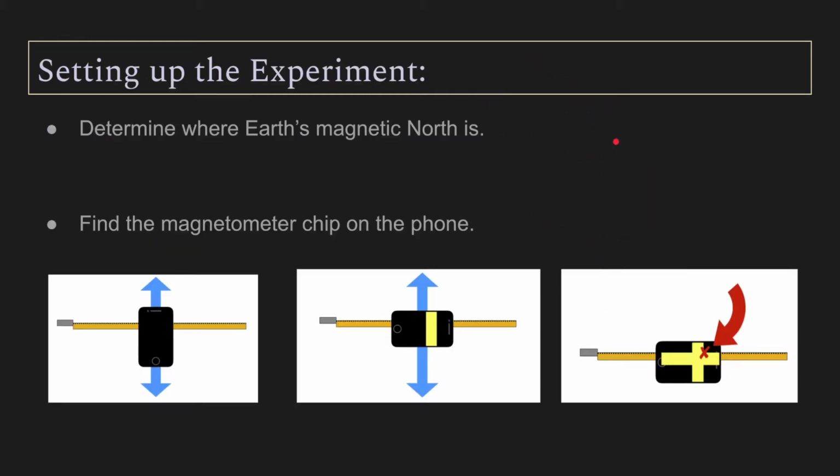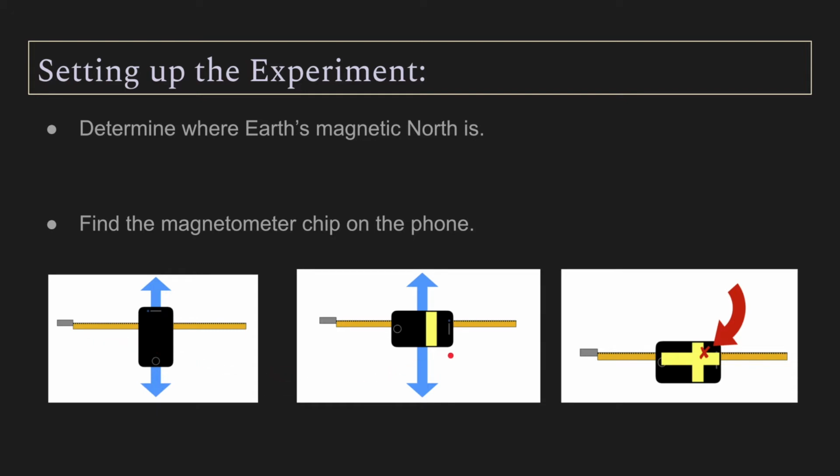First, we have to set up the experiment. You have to determine where Earth's magnetic north is. This is done by using the magnetometer app and making sure your x direction reads 0. Next, you need to find the magnetometer chip on your phone. That is done by orienting your phone in first this direction, which is perpendicular to the magnet, and you want to maximize the x direction and minimize the y direction.